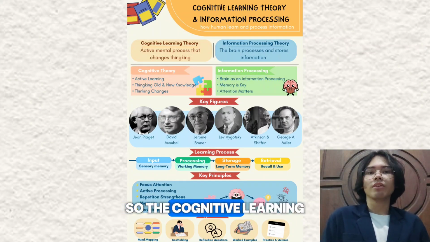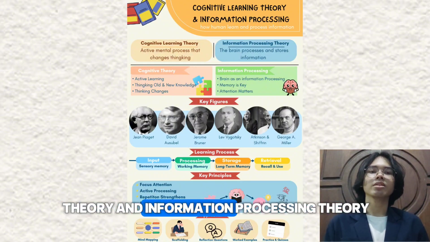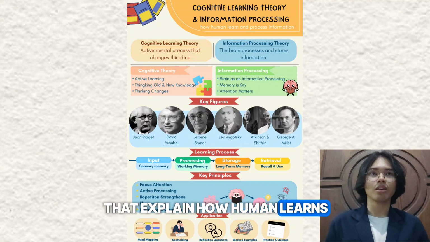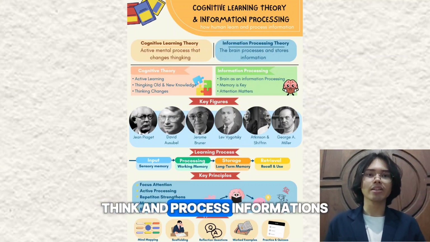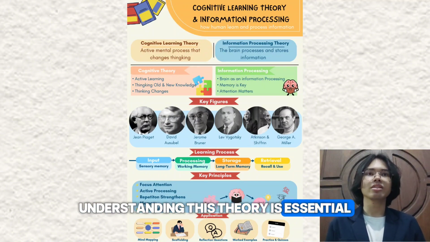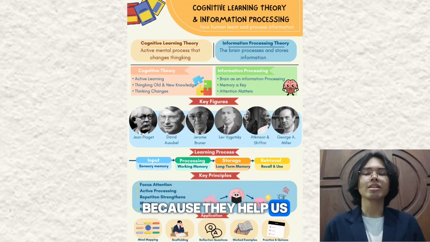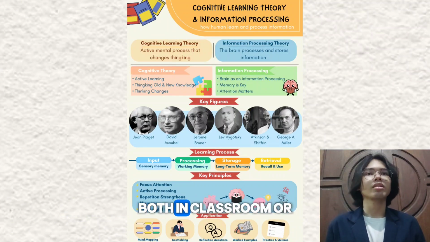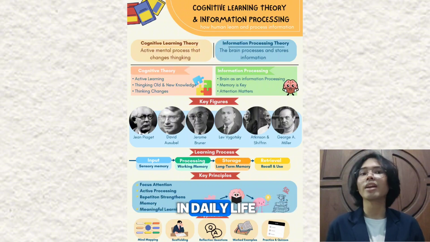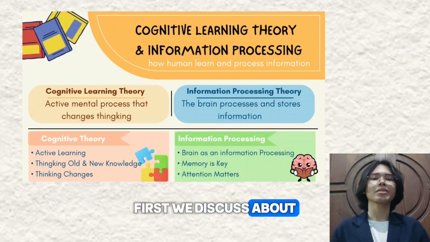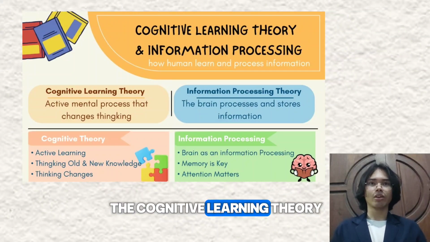So the cognitive learning theory and information processing theory are two important perspectives that explain how humans learn, think, and process information. Understanding these theories is essential because they help us design more effective learning strategies, both in the classroom or in daily life. First, we discuss the cognitive learning theory.